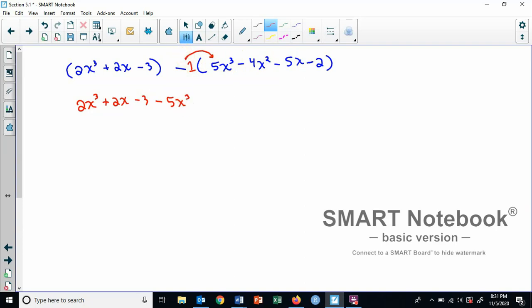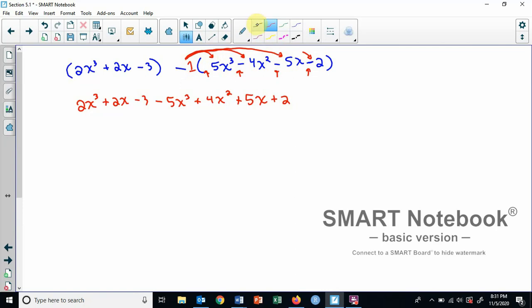So all this is going to end up doing is changing all these signs. So a negative 1 and a negative 4x squared, negative negative makes that a positive 4x squared. And if I take this negative 1 to this minus 5x, that will make a positive 5x. And finally, if I take it over here to the minus 2, a negative 1 and a minus 2 make a positive 2. So all it changed were the signs out front. It made this one negative, positive, positive, positive. Do you see that? And now this is exactly like adding polynomials.